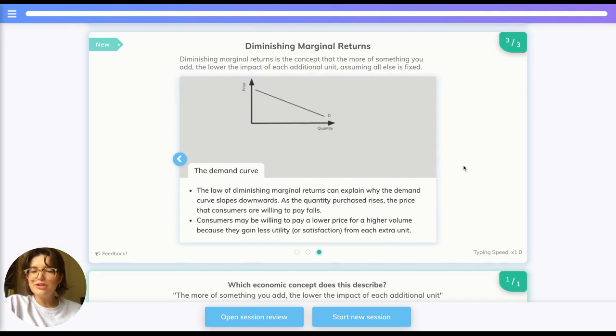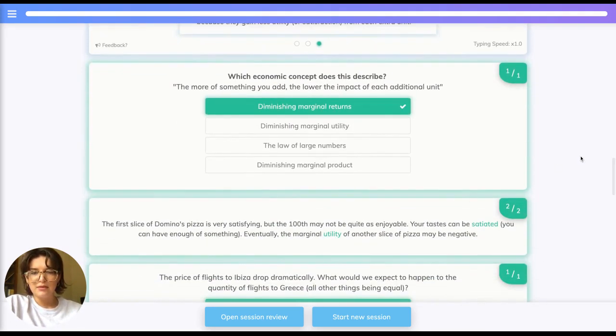So the law of diminishing marginal returns can explain why the demand curve slopes downwards. As the quantity purchased rises, the prices that consumers are willing to pay falls. Consumers may be willing to pay a lower price for a higher volume because they gain less utility or satisfaction from each extra unit. So in terms of the definition of diminishing marginal returns, the more of something you add, the lower the impact of each additional unit will be.